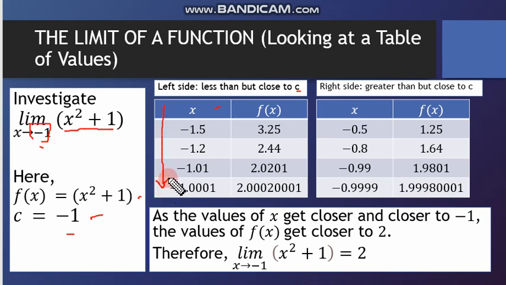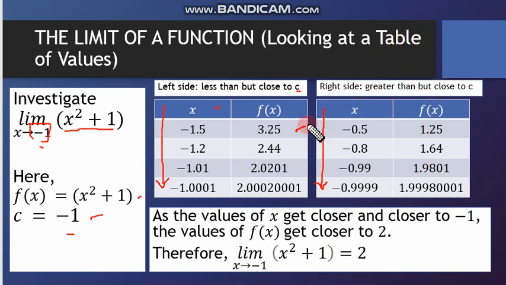We could assign any values. For this, I assign negative 1.5, negative 1.2, negative 1.01, and negative 1.0001. At the right side, we will also construct a table of values where x is greater than negative 1 but close to negative 1, this time in descending order. I assign here negative 0.5, negative 0.8, negative 0.99, and negative 0.9999.